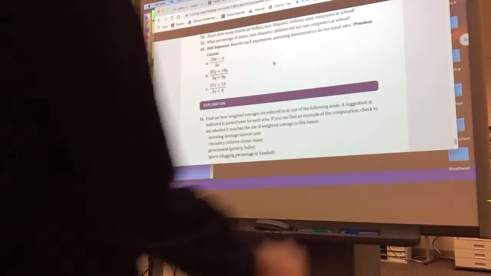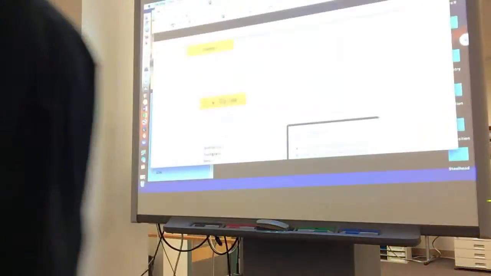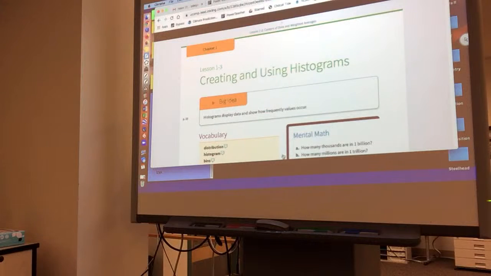Okay, so let us go to histograms, creating and using histograms. I just kind of want to walk through a little bit of what they talk about here, answer some questions, because it's sort of reviewy, and then do you have your computer with you? Not near my locker. Okay, put your lockers right there.